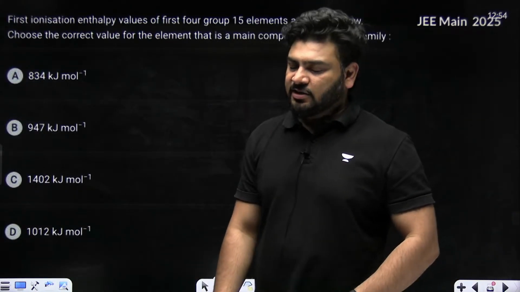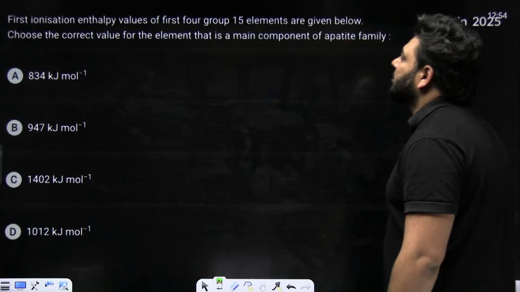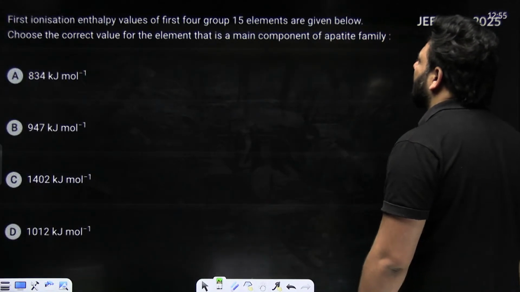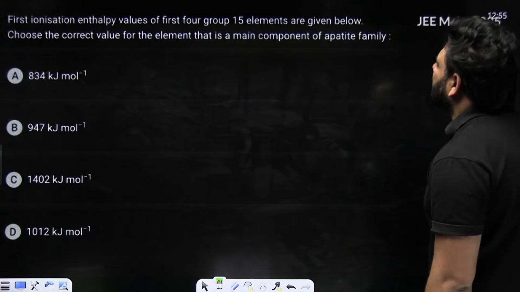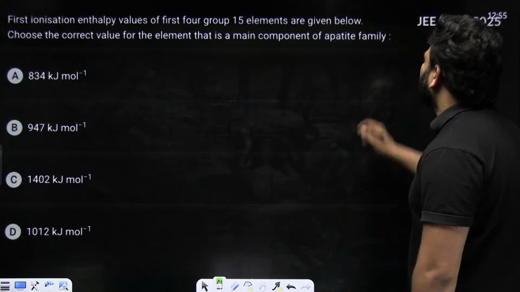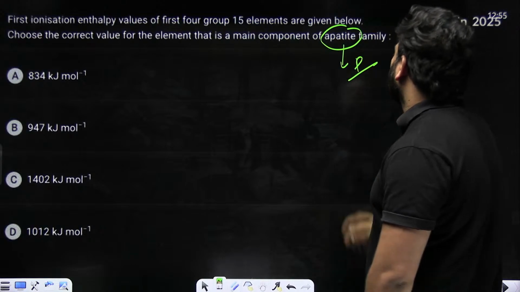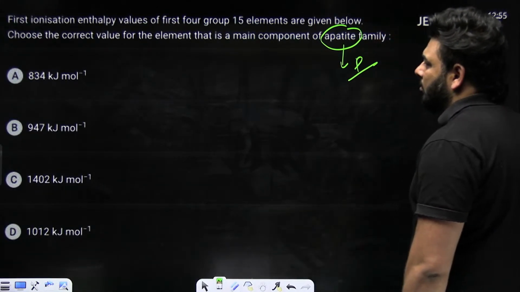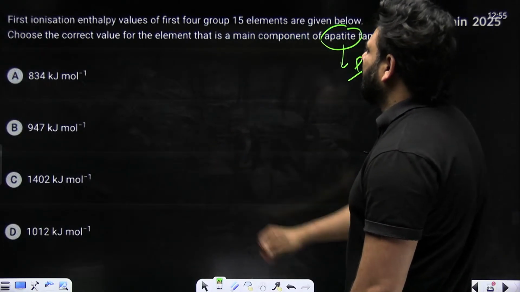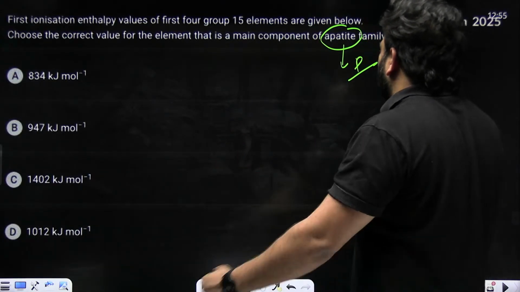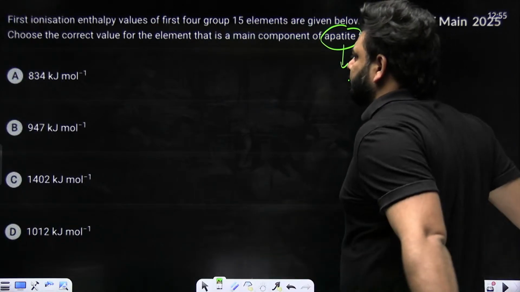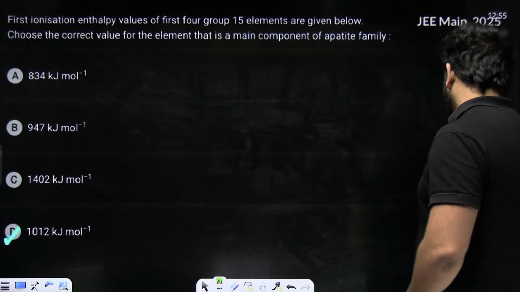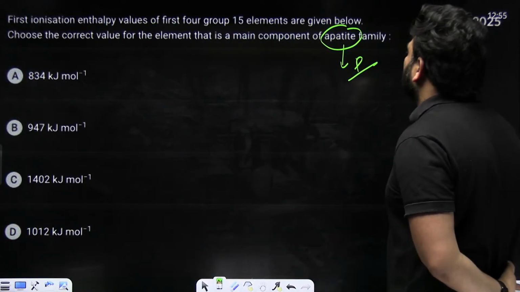Same concept, ionization enthalpy has been used. The first ionization enthalpy values for first 4 group 15 elements are given below. Choose the correct value for the element that is a main component of apatite family. Is he talking about phosphorus or what? I don't know what this question is about.